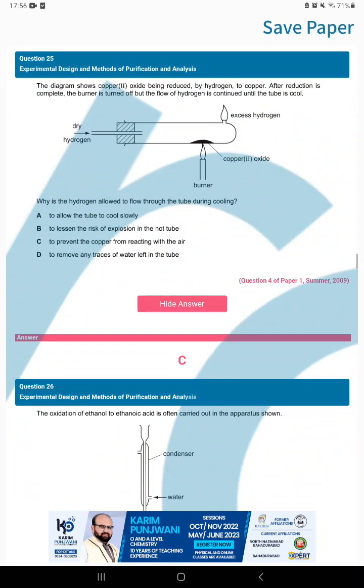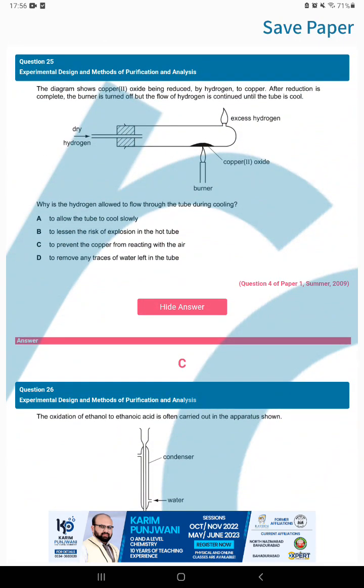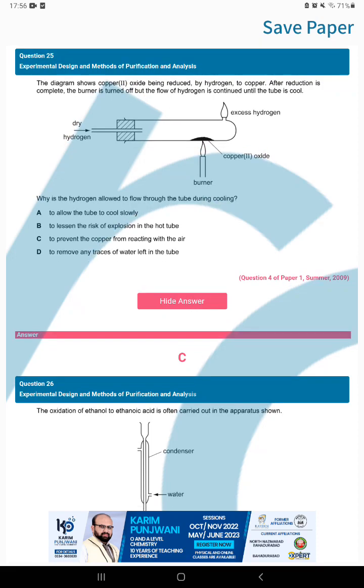The diagram shows copper oxide being reduced by hydrogen to copper. After reduction is complete, the burner is turned off, but the flow of hydrogen is continued until the tube is cool. Why is the hydrogen allowed to flow through the tube during cooling? To allow the tube to cool slowly, to lessen the risk of explosion in the hot tube, to prevent the copper from reacting with the air, or to remove any traces of water left in the tube.